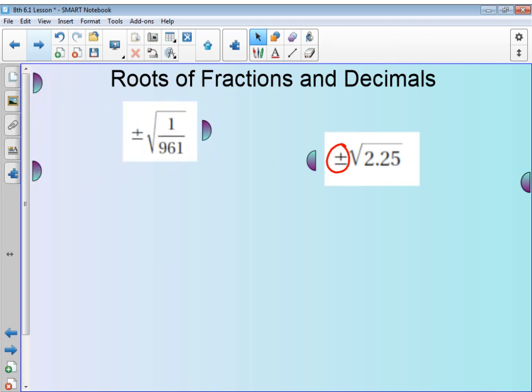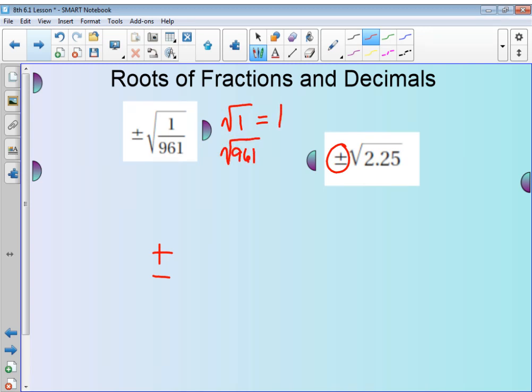Okay, so this time they want the positive and the negative. So in our final answer, we're going to have a plus and a minus sign. So think of it like this. What's the square root of 1? Well, the square root of 1 is 1. And then the square root of 9/61. And you may use your calculator if you would like to on that. Square root of 9/61, let's see. 9/61 gives me 31. Okay, so I end up with a final answer of the positive and the negative of 1 over 31.